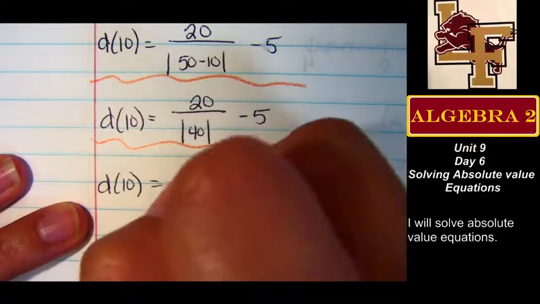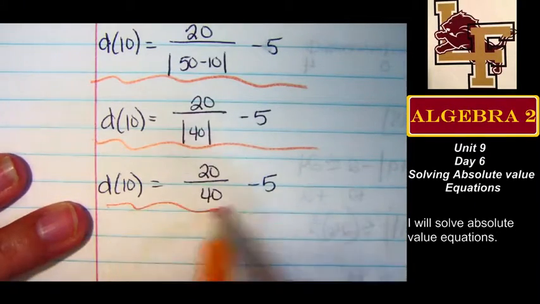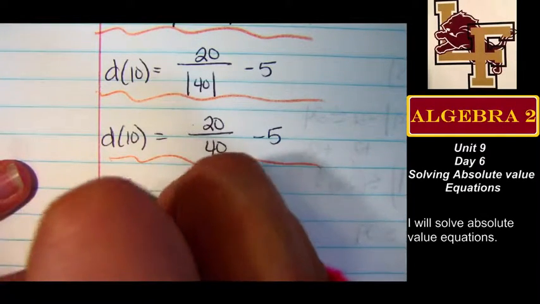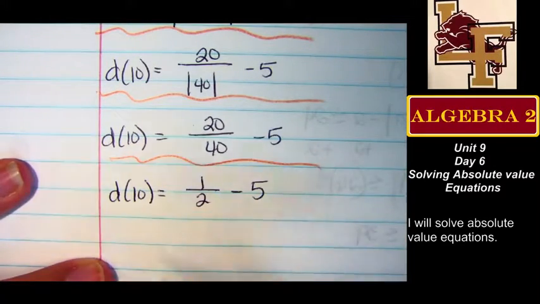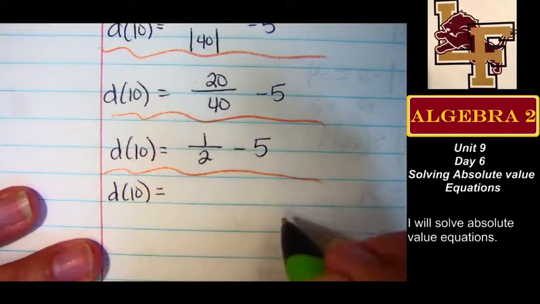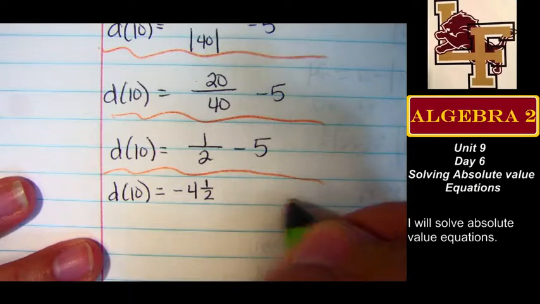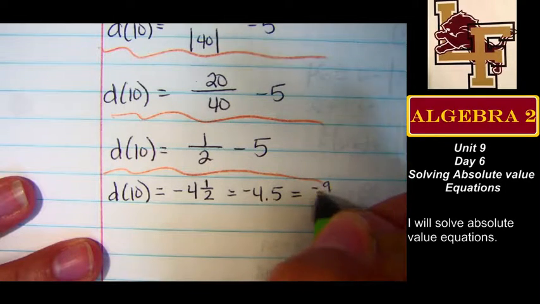Nothing more to do inside the absolute value, so I'm going to actually do absolute value now. The absolute value of 40 is 40. Yay, absolute value is gone. Time to evaluate the fraction. 20 over 40 is the same as 1/2. And then I'm going to do my subtraction. 1/2 minus 5 is the same as negative 4.5, which is the same as negative 9 over 2.